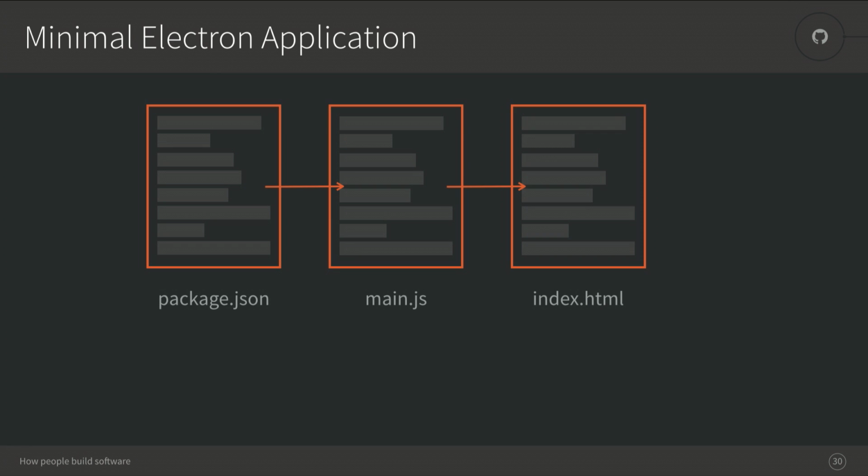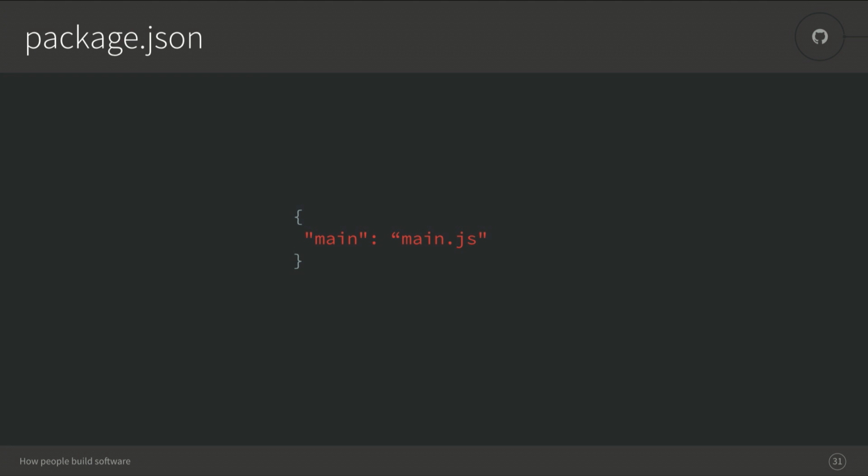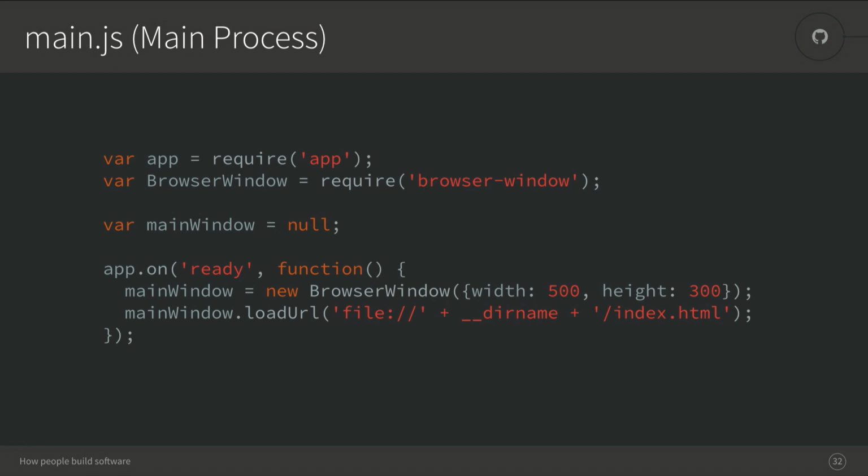And then that main process file is going to point to an HTML file to open. So you've got a package.json, a main.js, and an index.html. Your package.json says something like this. It says main, and then the name of the file, that's your main process. Then in your main.js, you're going to use two modules that are for the main process. One is app. That's going to give you your app.